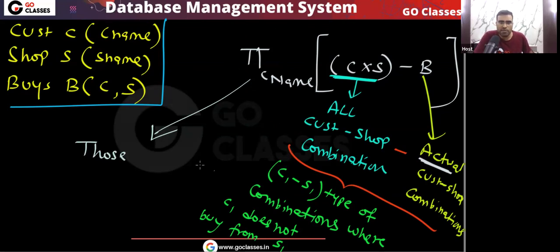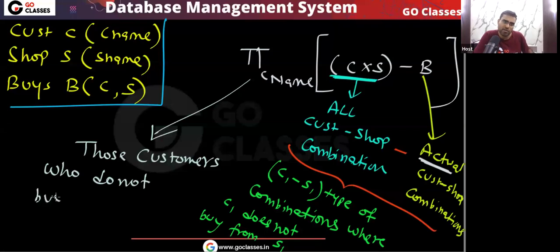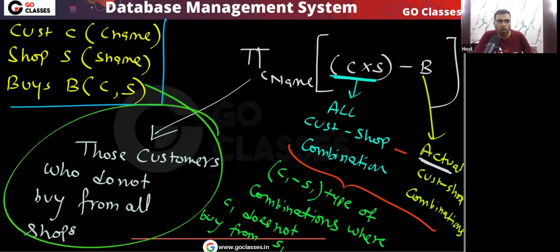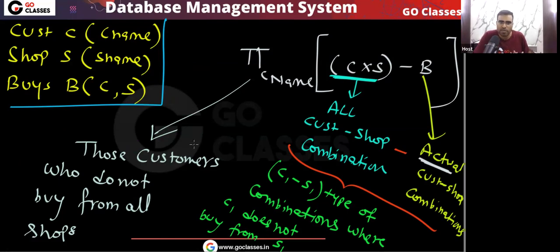Basically we are getting those customers who do not buy from all shops. Yes or no? They can buy from some shops, but they do not buy from all the shops. It is possible, let's assume, they can buy from Pantaloon, they can buy from Judio, but they do not buy from all. For example, they do not buy from West Side, or Starbucks. So remember, those customers who do not buy from all shops.